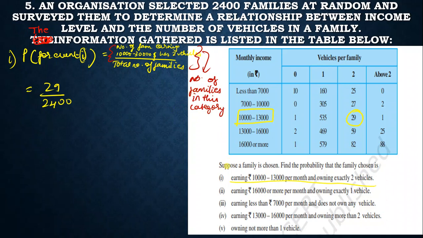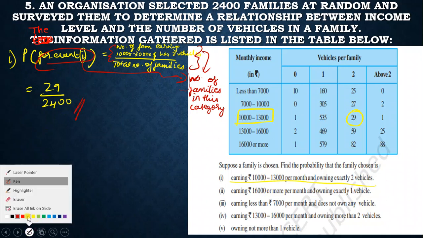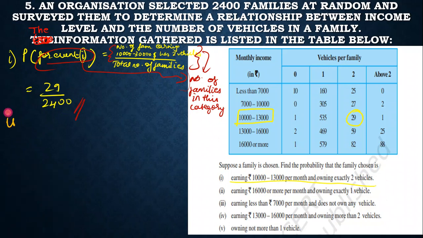That is much better, because it is a very long statement to write in the numerator according to the question. So instead of that, you can write the number of families in this category. Also here for event 1 I've written this, but instead you can write this too. Now 29 by 2400 will be your simplest form. You can convert it to decimal if you like.